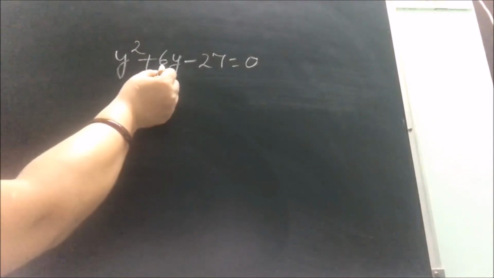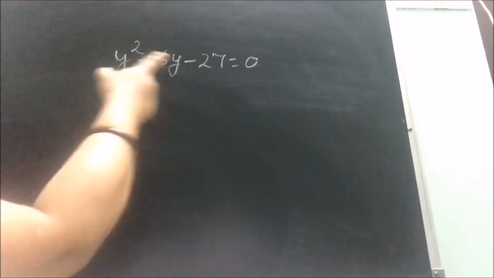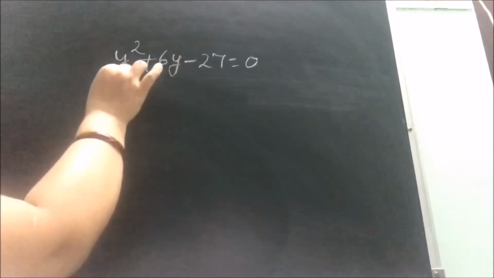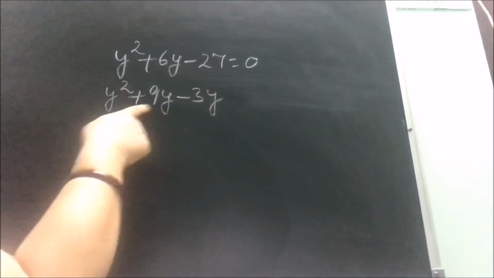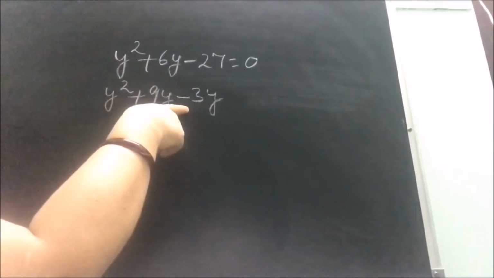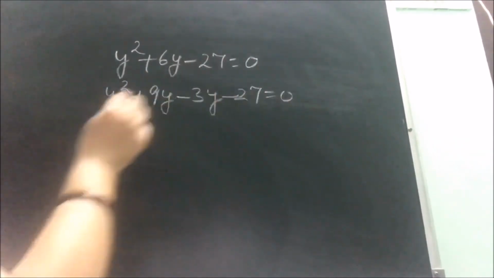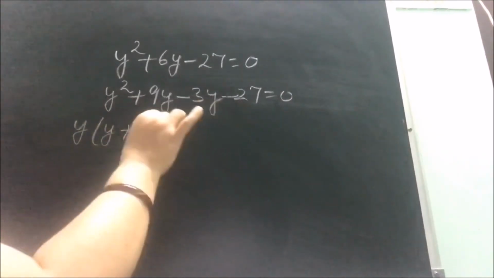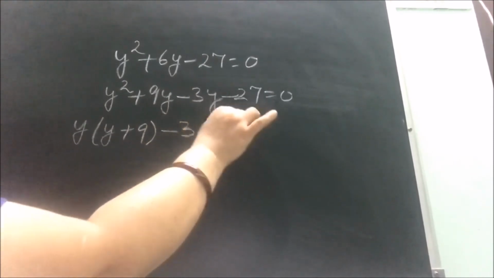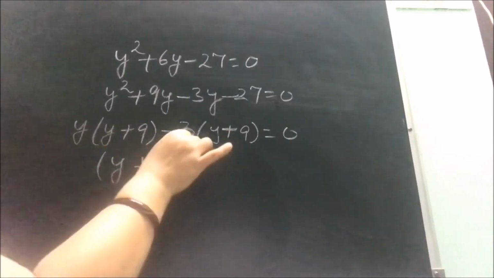By middle term splitting, you have to split 6 in such a way that the addition will be 6 and the product will be A into C, that is minus 27. So it is 9 minus 3. 9 minus 3 is 6 and 9 into minus 3 is minus 27, the product of A and C. Then taking out common, between these two we can take 3 common outside. Then y plus 9 we can take common.